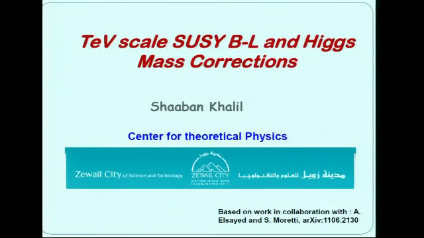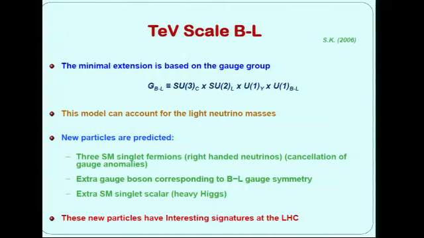Yes, thanks. So this is based on some work I did in collaboration with Stefano Murati and my student Alex. In fact, the B-L extension of the standard model is well motivated from a bottom-up approach to account for the light neutrino masses. And as we will see now, you don't really need to have the U(1) B-L at a very high scale. It could be at the TeV scale as well.